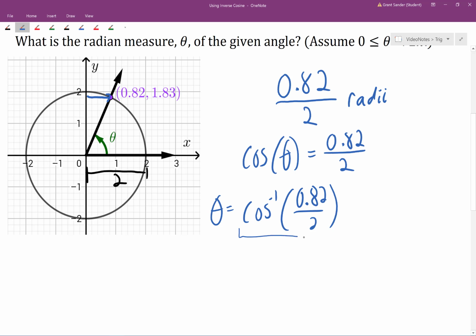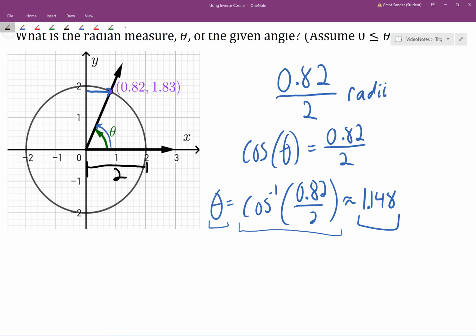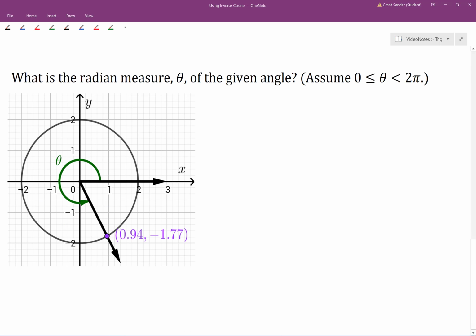If you plug this cosine inverse of 0.82 divided by 2 into your calculator, you should get a value of about 1.148. So if we look back at our diagram, a measure of about 1.148 radians seems to match up with our situation. The angle we have is between 0 and pi divided by 2. It looks to be a little more than 1 radian, so we can feel pretty confident that theta is about 1.148. Let's look at one more example.